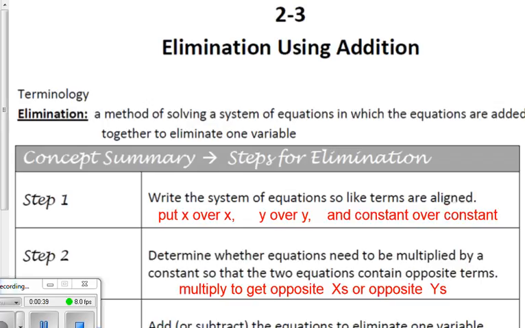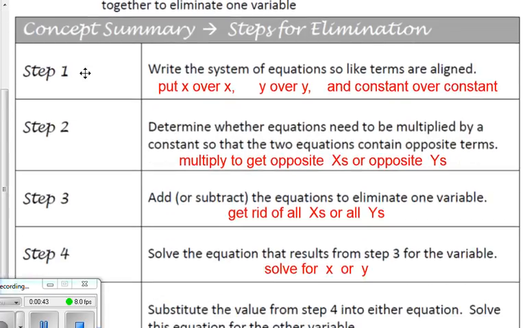The main steps when using elimination are, first step, write the system of equations so that like terms are aligned. And what that means is, again, we're moving around our equations so that we put x over x, we put y over y, we put our constant term over the constant term. So we're just lining up our equations. And again, you'll see what this looks like in our examples.